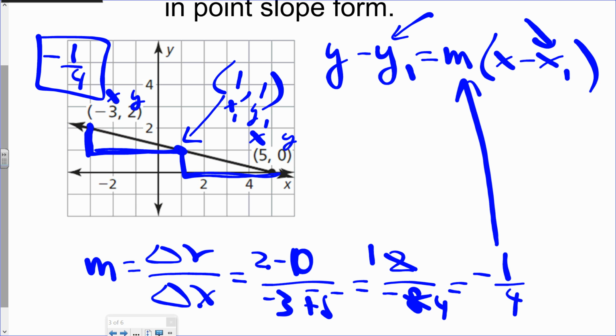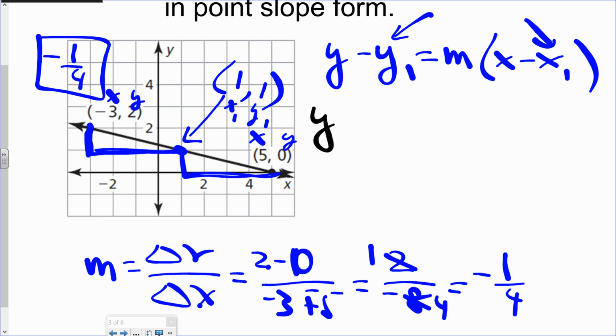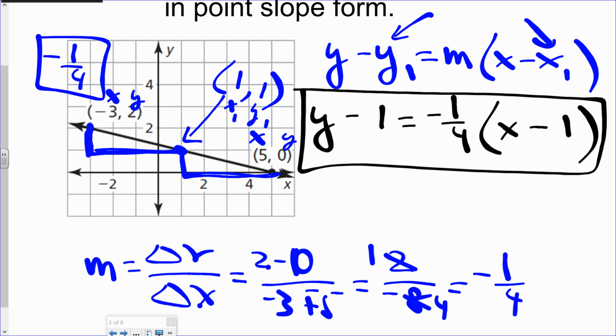And my final answer is y minus 1 equals -1/4, there's my slope, times x minus 1. Done. There's point slope form. One more example and play quizzes.